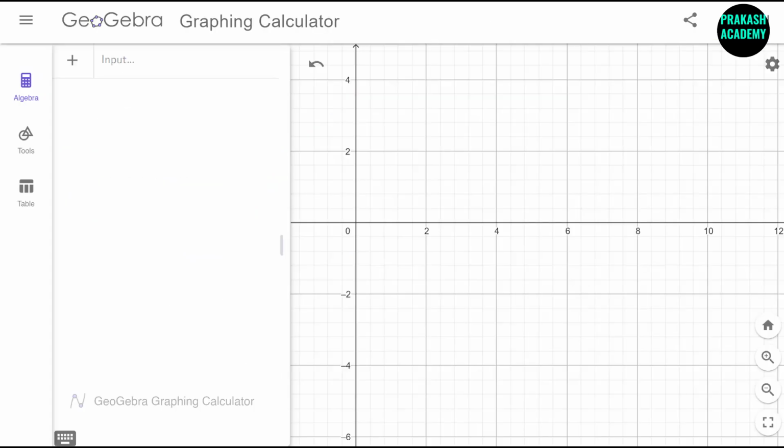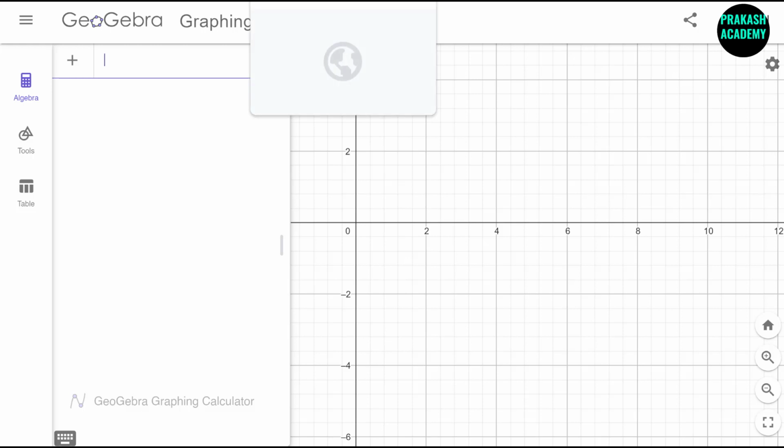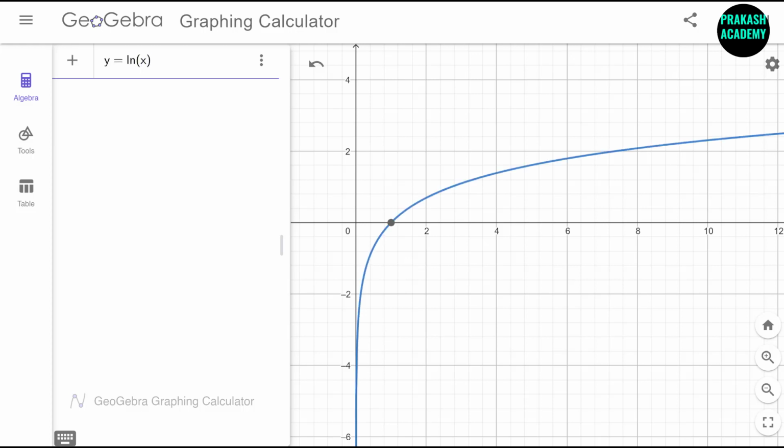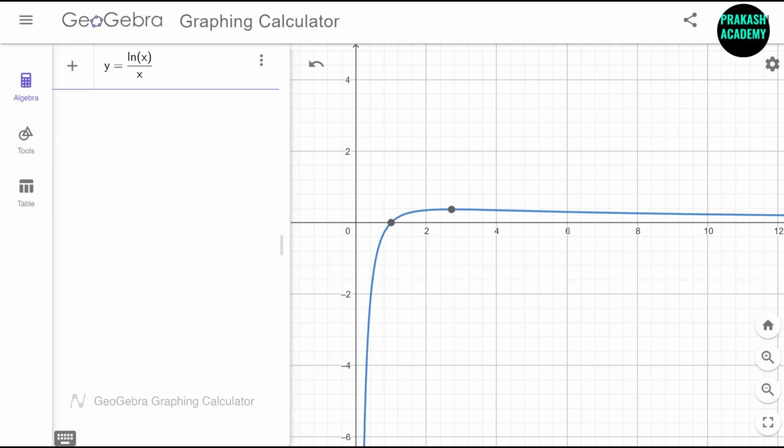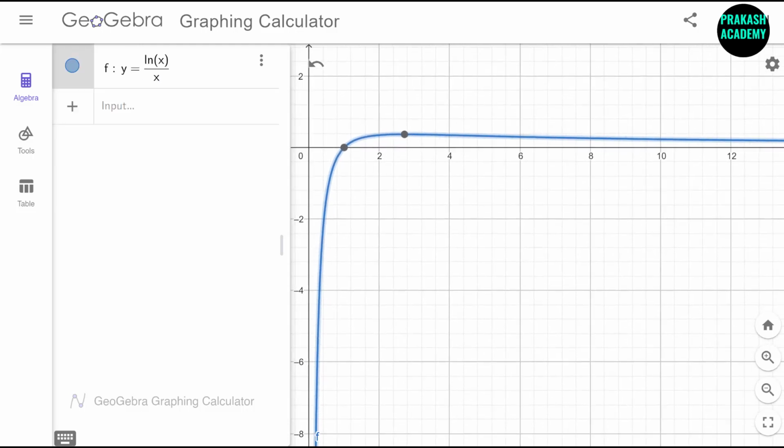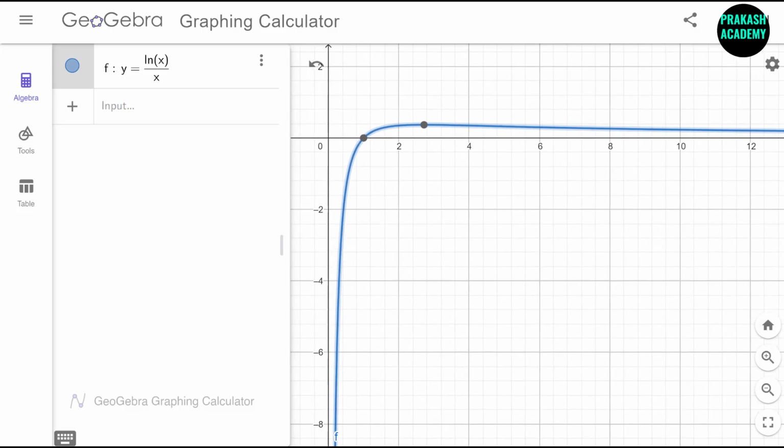Now I will illustrate this using a graph plotter. So let us plot f(x), which is equal to ln x by x. So ln x, divided by x. So now you see, this is the function of ln x by x. You can clearly see that this is the point x equals 1, and somewhere here you have the maximum, that is x equals e.